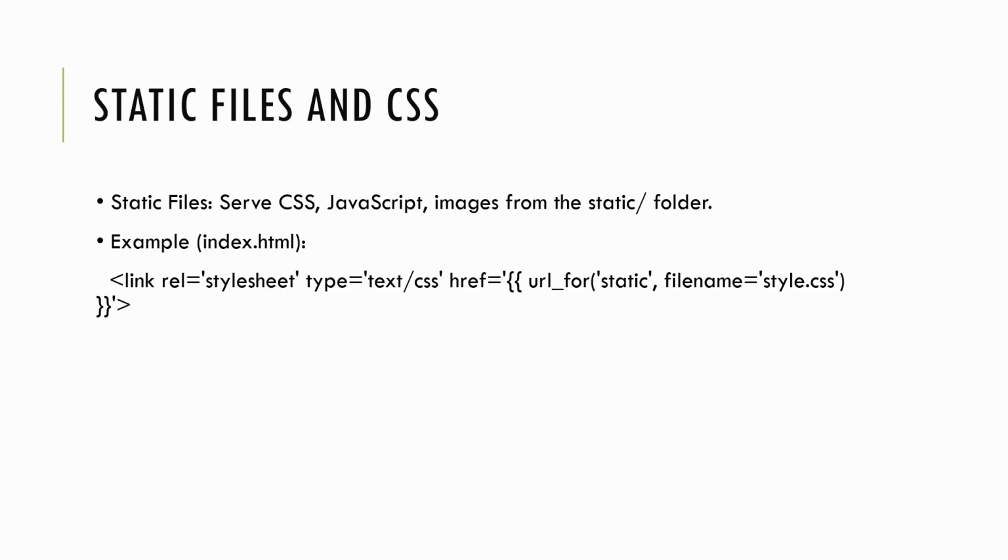Static files like images, CSS, and JavaScript can be served from the static folder. In this example, we are linking a CSS file using the url_for function to ensure that Flask properly serves the static file. This allows us to style our web pages with custom CSS.